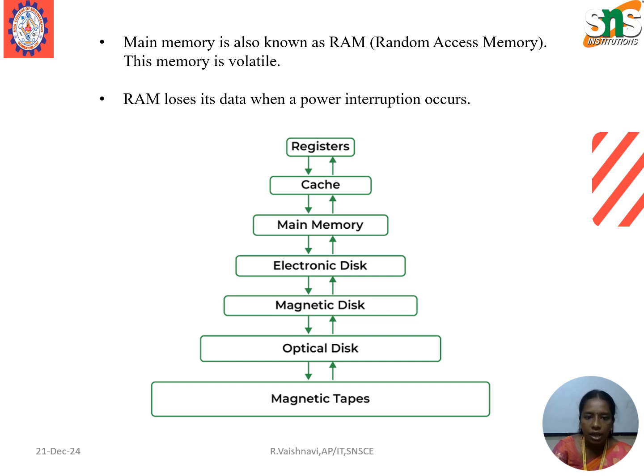Here we have the diagrammatic representation of the memory management. It starts from the registers, followed by the cache. Third one is the main memory. Fourth one is the electronic disk. Fifth one is the magnetic disk. Next one, optical disk, and then magnetic tapes. Here we have them arranged according to the size of the memory devices.